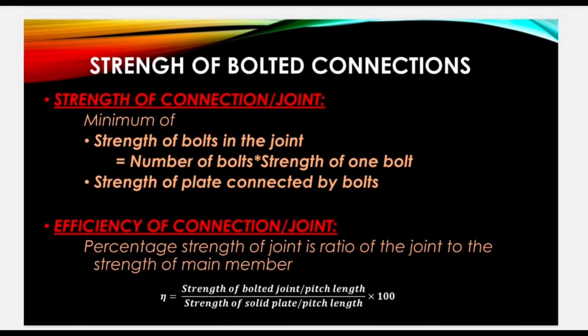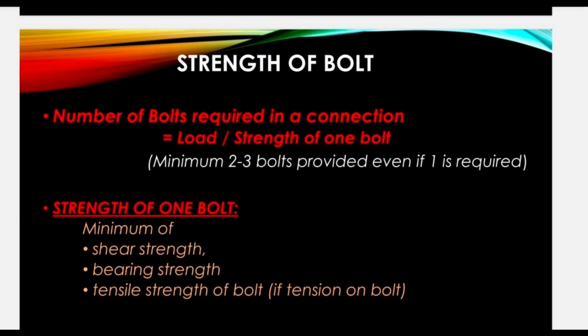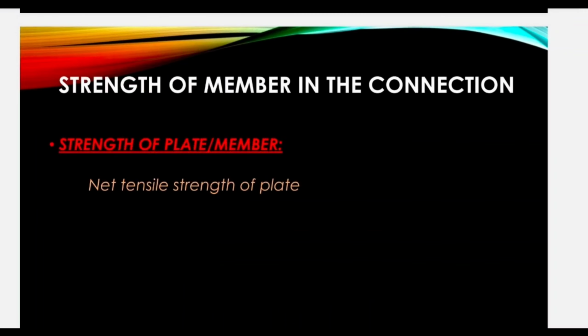Okay, you can write it down. The strength of the bolts is mostly used in the mechanical industry. The number of bolts required in the connection equals the load divided by the strength of one bolt. A minimum of 2-3 bolts is provided if only one is required. And the strength of one bolt is the minimum of the shear strength, bearing strength and tensile strength of the bolt.